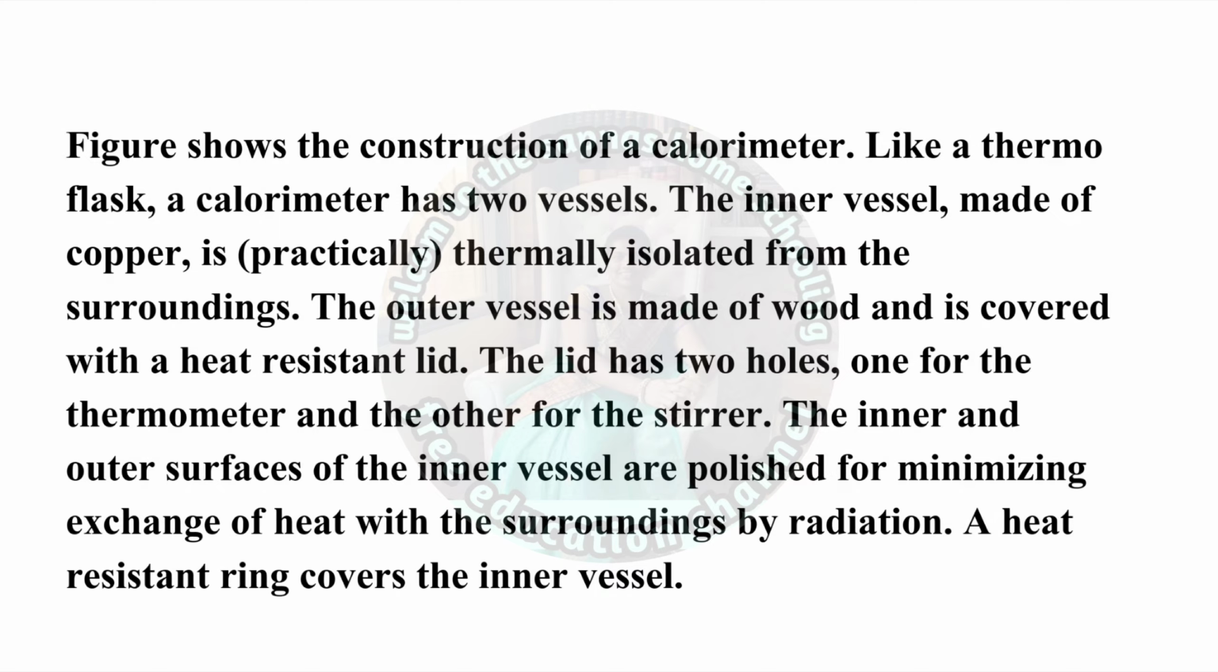The outer vessel is made up of wood and is covered with a heat resistant lid. The lid has two holes, one for the thermometer and the other for the stirrer. The inner and the outer surfaces of the inner vessel are polished for minimizing exchange of heat with the surroundings by radiation. A heat resistant ring covers the inner vessel.